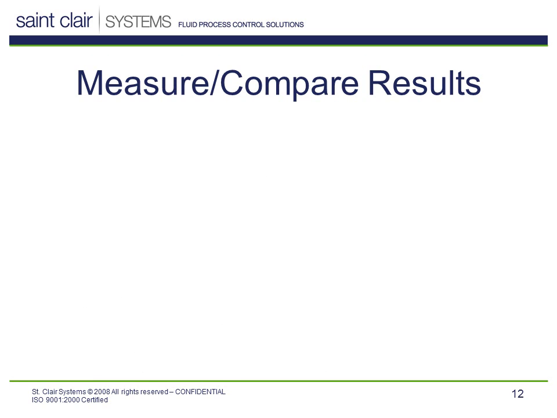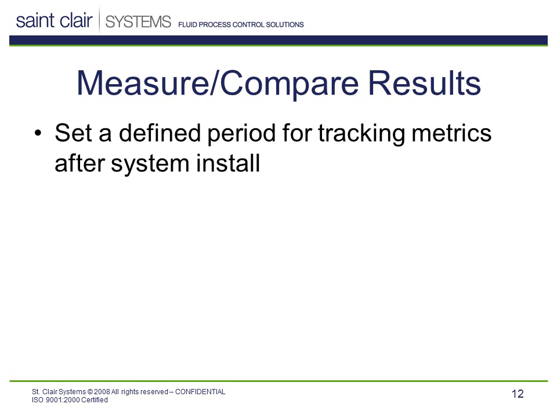Once the equipment has been installed and the team has been trained, the next step is to monitor the metrics to assure that those goals and objectives set forth are being achieved. First, set a defined period for tracking the metrics after the install and commissioning. It's important to remember that some things will change quickly and others will take more time. A 90-day window is always a good bet.